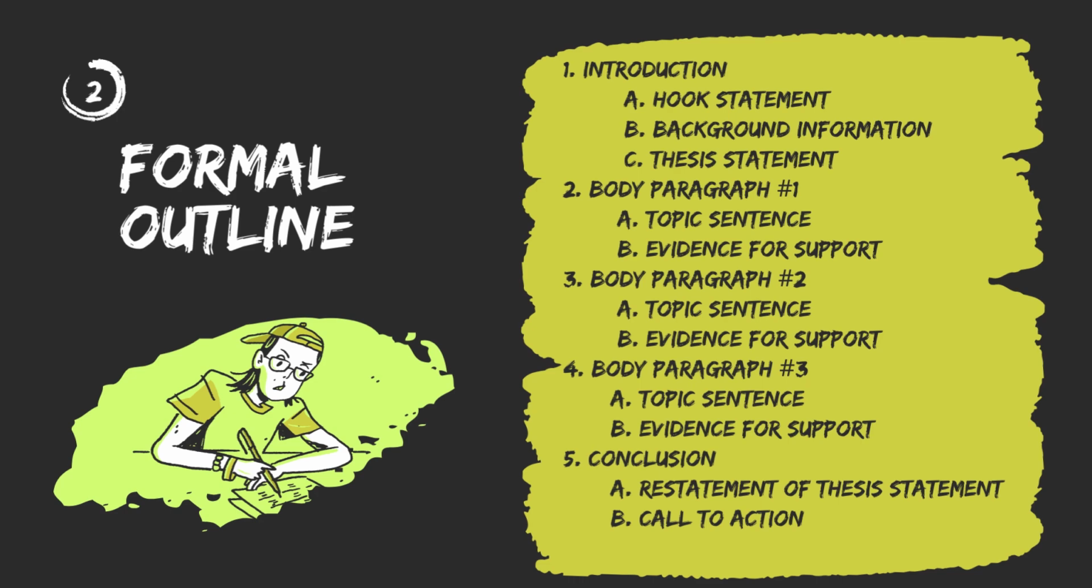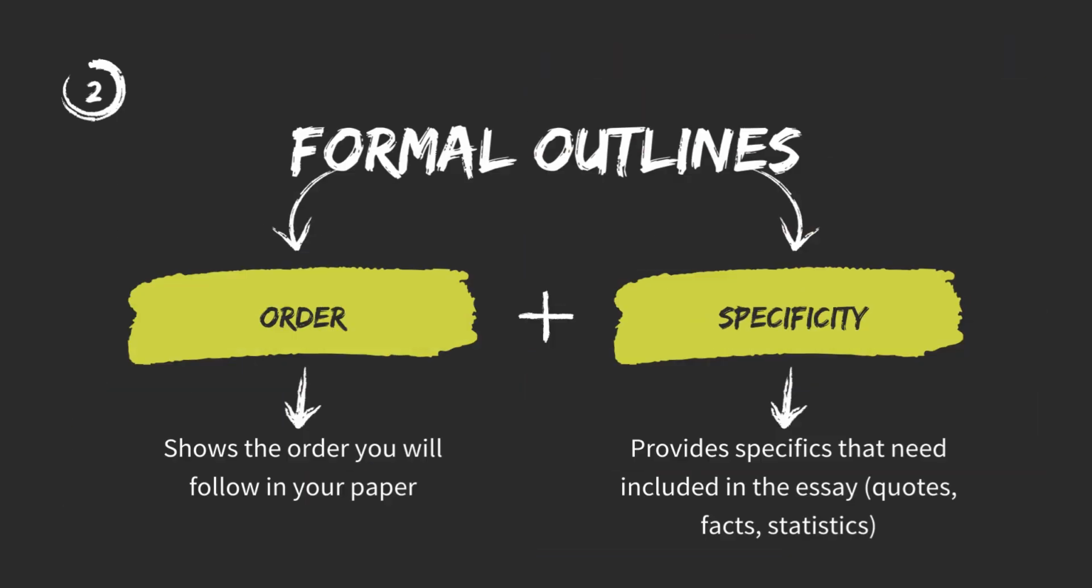When you get into that body paragraph and you write your evidence for B, instead of just writing the words evidence for support, you actually need to write what evidence you're going to use in there. And you put that in a nice formal outline for you to follow. Formal outlines offer you two things. They're going to offer you the option to be in order. That shows the order that the paper is going to be in, and it helps you follow that order.